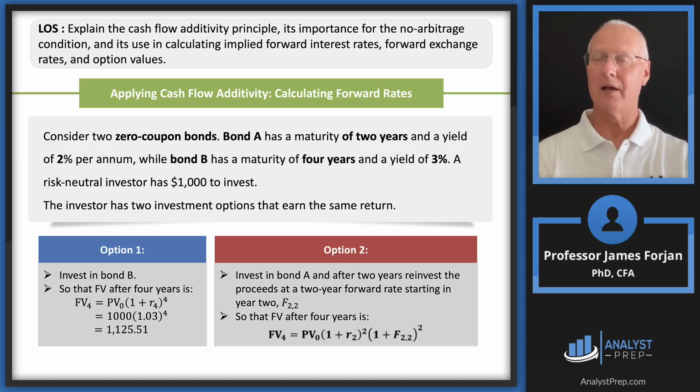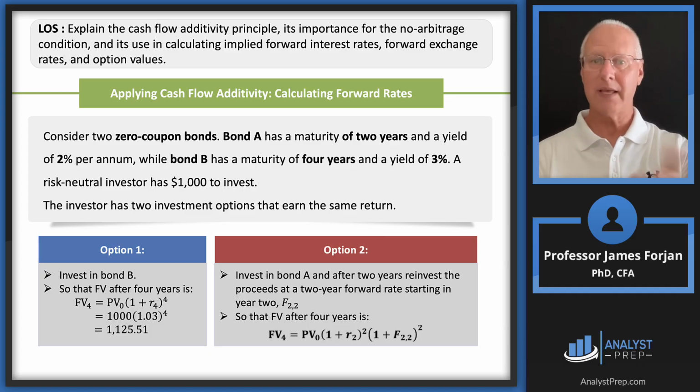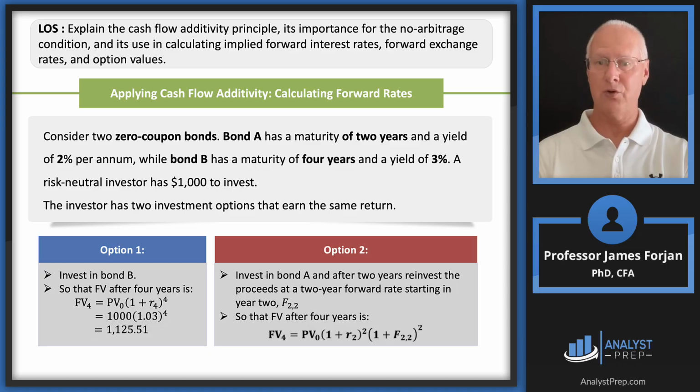Option 2, on the other hand, we could buy Bond A. But Bond A matures in 2 years. So to make these 2 choices equivalent, in 2 years we're going to have to find another 2-year zero coupon bond so that we can match 4 years of maturity.